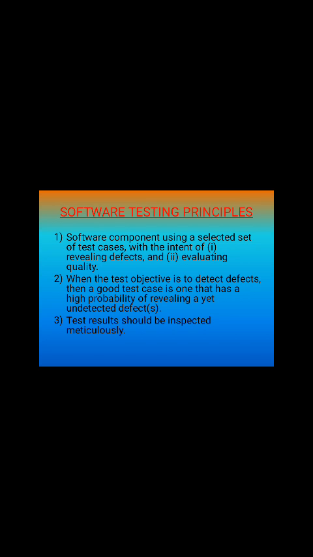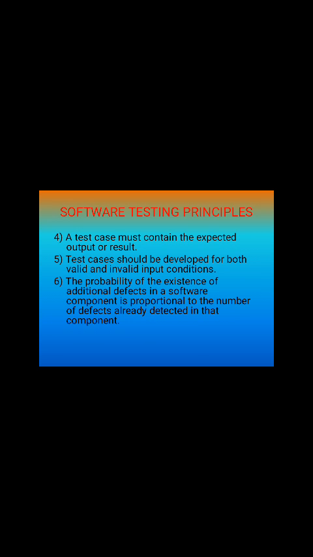The third one is that test results should be inspected meticulously. You have to consider the test results. This is the third principle. The fourth principle is that you have to specify the expected output or results, so you must produce at least one result. The fifth is that you have to give both valid and invalid conditions. And the sixth is that the probability of more defects in a component is proportional to the number of defects already detected in the component, so you have to give more than one input to your test cases.